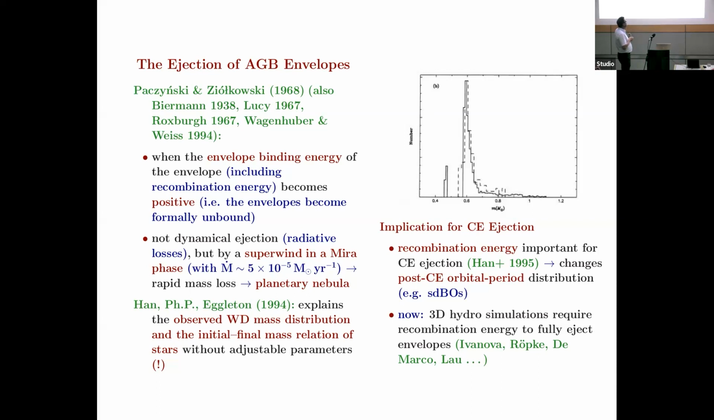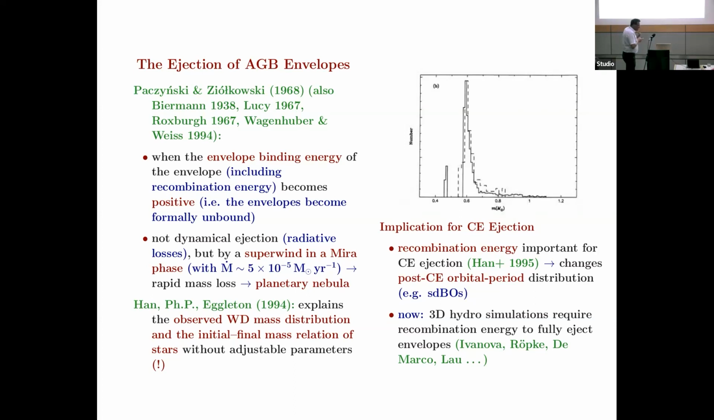And it's similar to what I showed you earlier. There's also a dashed histogram, which shows the observed distribution at that time, '94. And you can see they're practically identical. Now, this was quite remarkable for us because we didn't really put any free parameter in. We just calculate stars and ask when is the envelope energy zero, and that immediately can reproduce this white dwarf distribution.